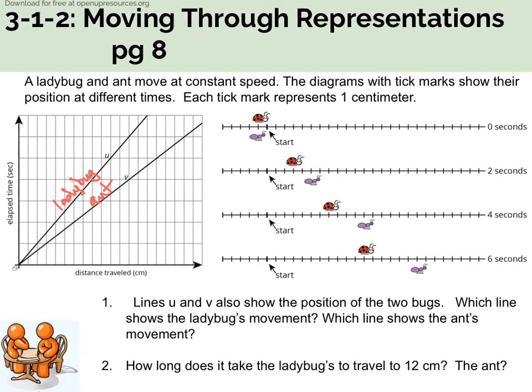Just comparing the 2, the ladybug is the first one, line U, and then the ant is line V. And then the second question was, how long does it take for the ladybug to travel 12 centimeters and then the ant to do 12 centimeters also? So how much is that? The ladybug, it takes 6 seconds.